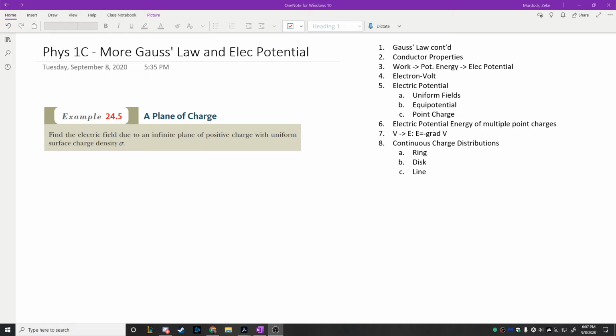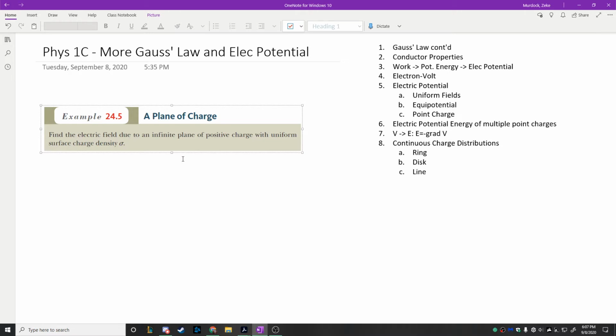That's our goal tonight. Hopefully by the end of today's lecture, you have some idea of what the term voltage means, of what a volt is, also what an electron volt is. But for now, we're going to start off by finishing up some stuff about Gauss's law.